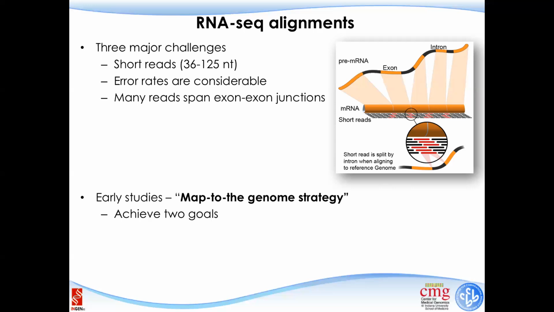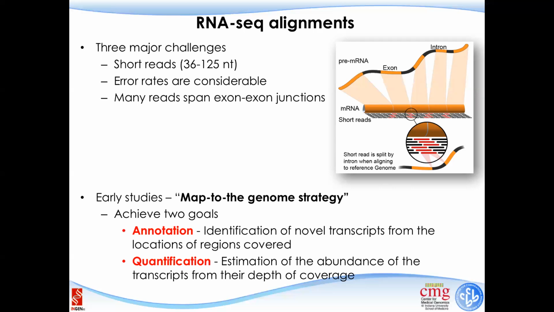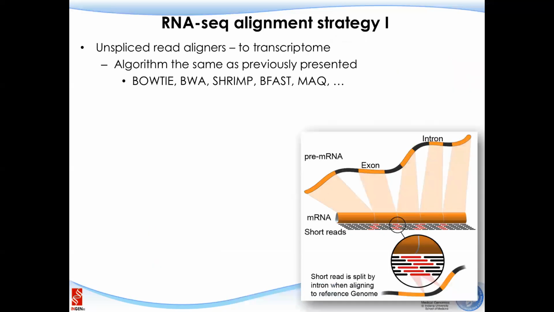And there are some early studies using the map to the genome strategy, which achieve 2 goals. First, annotation: identify transcripts from the location of regions covered. And quantification: estimate the abundance of transcripts from their depth of coverage. Actually, these are the 2 major goals of all the RNA-Seq expression studies. First get the annotation and map the transcripts, then call the gene expression for each transcript: annotation and quantification.